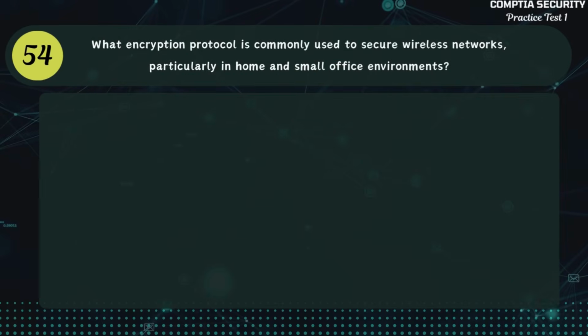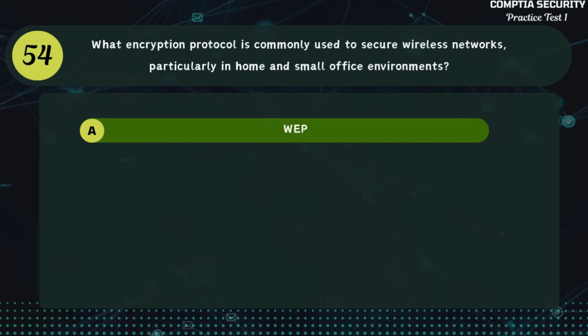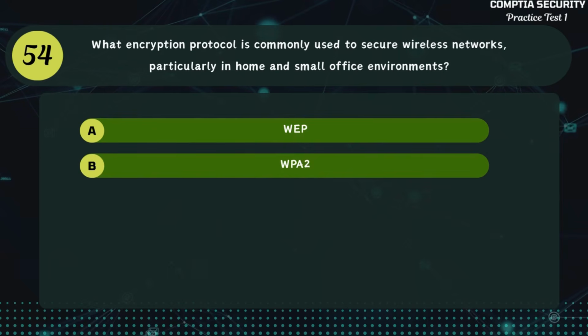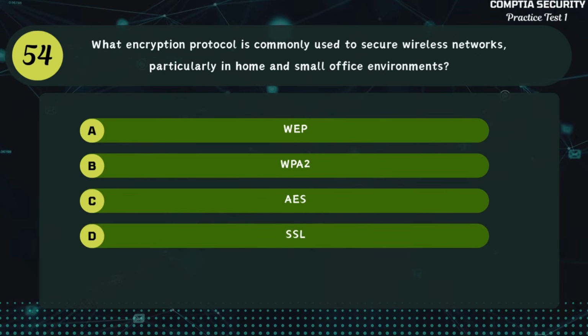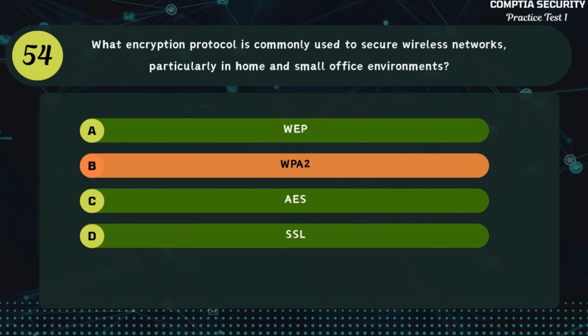Question 54. What encryption protocol is commonly used to secure wireless networks, particularly in home and small office environments? A. WEP. B. WPA2. C. AES. D. SSL. Correct answer B. WPA2.